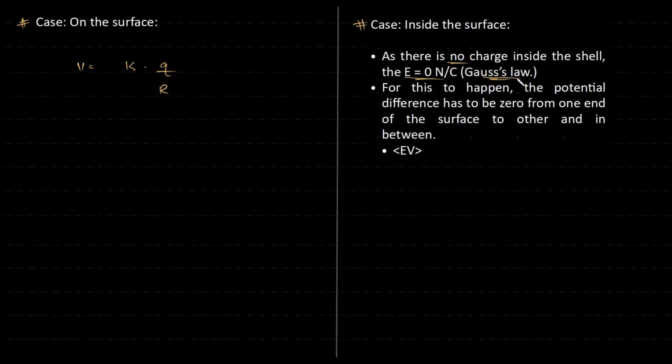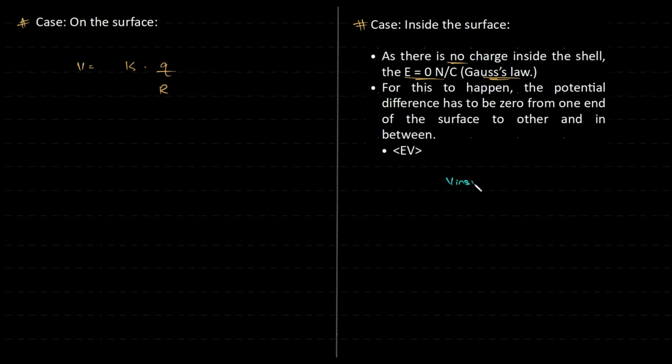We see this from Gauss's law because there is no charge inside. Again, this comes from the previous topic, so I'm not going to explain much. For this to happen, the potential difference, not the potential, from one end of the surface to the other and in between has to be zero. And so V inside has to be the same as on the surface. Because if the difference is zero, then the inside too has to be the same as the outside. Agree?